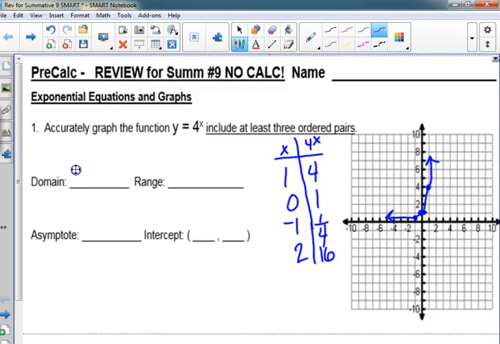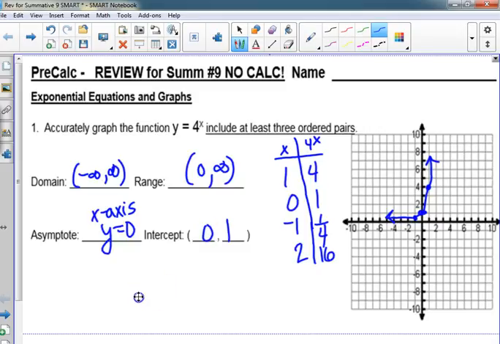All right, domain and range. Can't be zero, right? Gonna have a soft parenthesis. Asymptote. X-axis or y equals zero. Nobody's gonna write x equals zero, right? Intercepts.